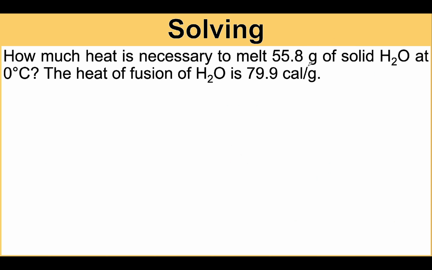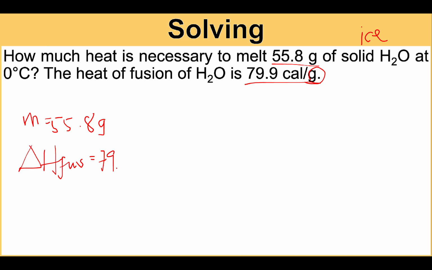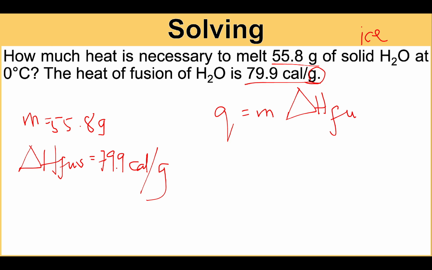Okay, let's have another one. How much heat is necessary to melt 55.8 grams of solid water, or ice, at 0 degrees Celsius? The heat of fusion of water is 79.9 calories per gram. So there's no need to convert this to moles. So write the given. You also have the heat of fusion. Then write the formula. Substitute the values.